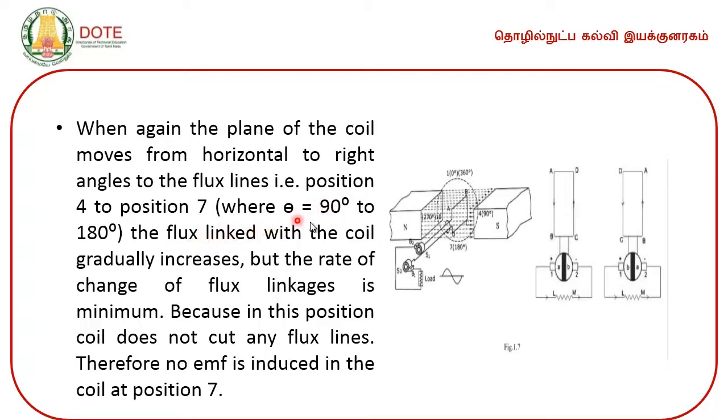The flux linked with the coil gradually increases, that is here. Now the position of the coil is here. The flux linked with the coil gradually increases, but the rate of change of flux linkages is minimum, because in this position the coil does not cut any flux lines, therefore no EMF is induced in the coil at position 7.